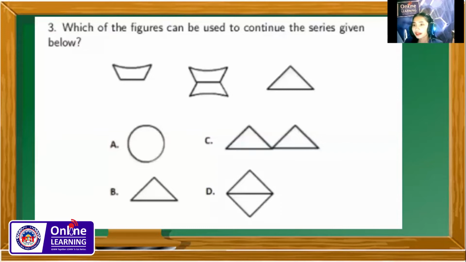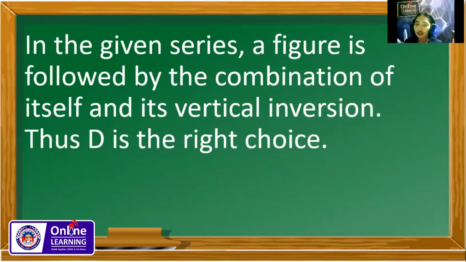Okay, next, number 3, which of the figures can be used to continue the series given below? Dito ma-identify agad natin, ang sagot is letter D. Bakit naging letter D? Kasi yung unang figure ay single lang. Then pangalawa ay symmetrical na silang dalawa. Then pangatlo, isang triangle. Then ang susunod ay symmetrical ng triangle. Kaya siya naging letter D. The explanation is, in a given series, a figure is followed by the combination of itself and its vertical inversion. Thus, D is the right choice.